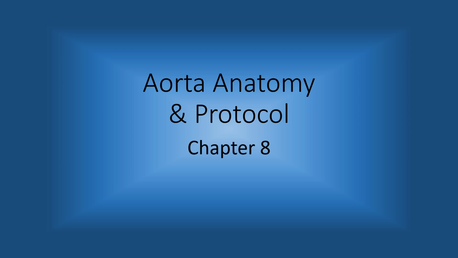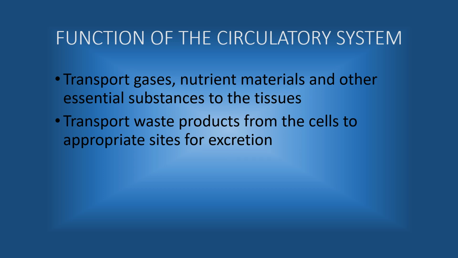Today we're going to talk about aorta anatomy and protocol. This is chapter 8 in your Hagen Ansert book, and we're just going to do a quick review of the circulatory system and then work our way right into aorta. So the function of the circulatory system is to transport gases, nutrient materials, and other essential substances to the tissues, and then transport waste products away from the cells and to the appropriate sites for excretion.